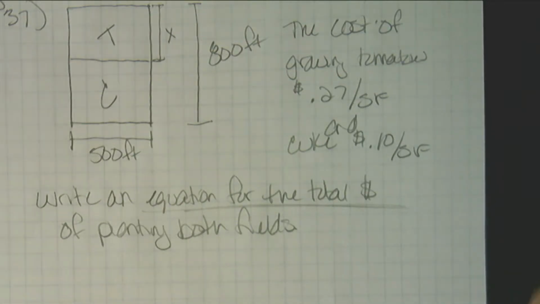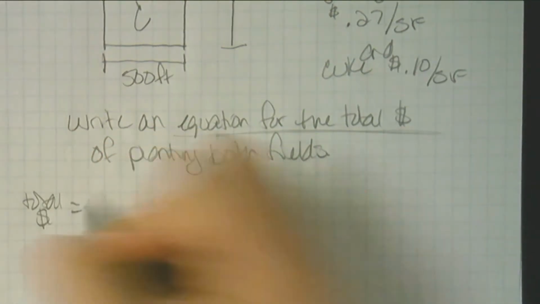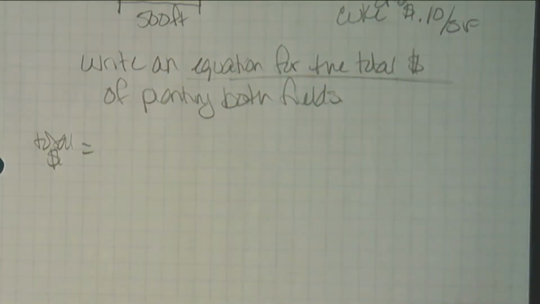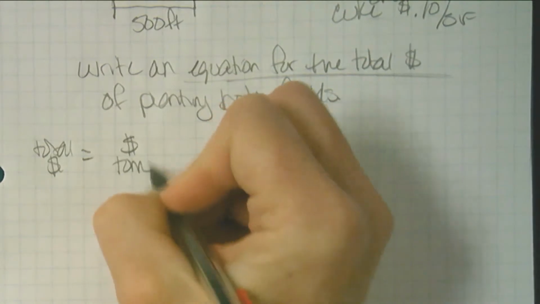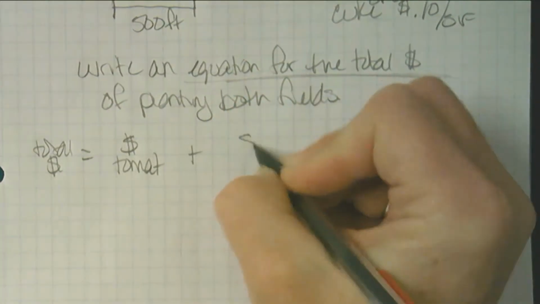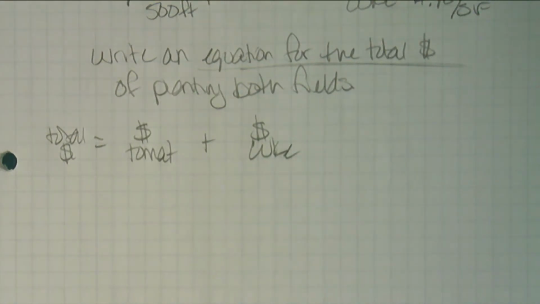Think big picture. So I'm going to say my total cost equals, and I might actually do more than one game plan. I'm just going to break it down as I need to until I get my final one. It's worth the time. So it's going to be the cost of the tomato field plus the cost of the cucumber field. How many of you guys agree with that? Right? The total cost? Okay.